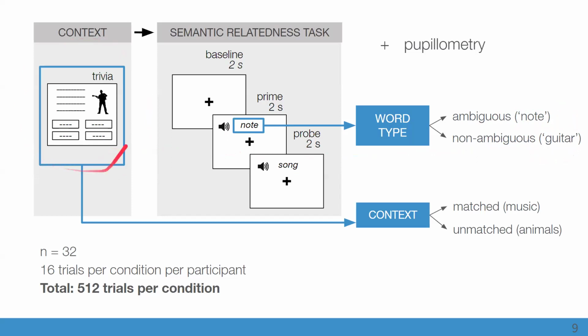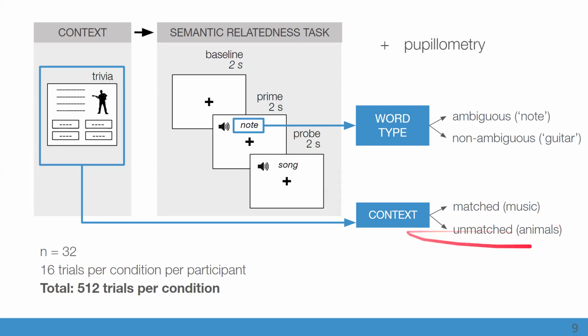And also, we have two conditions regarding the context, because this context previous to the semantic relatedness task can be a text that is related to that category. In this case, it would be a music-related text, and we will call that the match condition, or it can be a text that is not related to the category, to any of the meanings of the word. In that case, it would be an unmatched context.